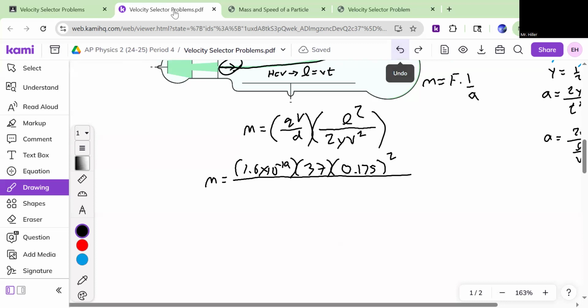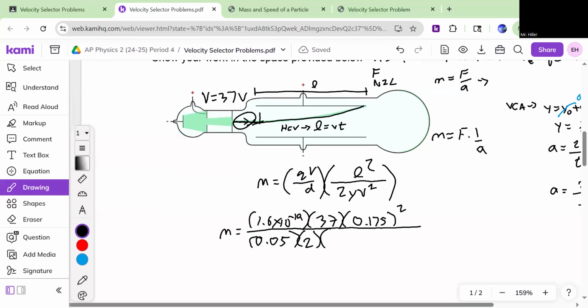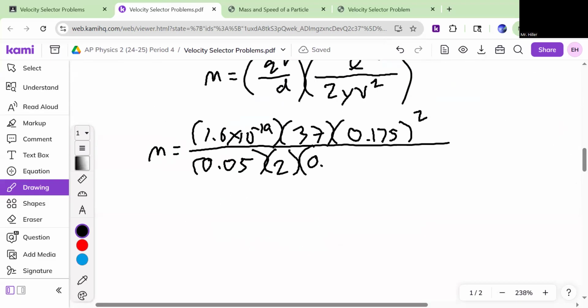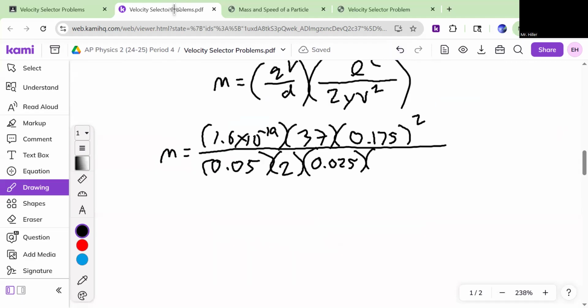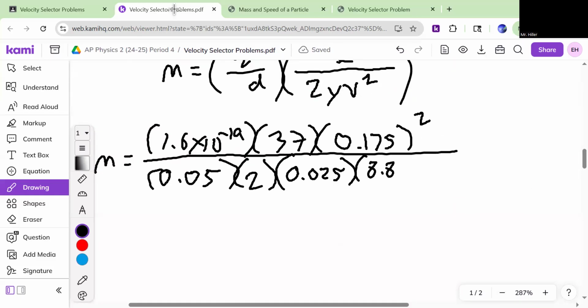Now, the entire distance between the plates, this d is the separation distance, that is 0.05 times 2 times y. Now, y is the distance from where the beam is to the plate. Well, that's half of the separation distance, right? 0.025 times velocity squared. Well, velocity, if you remember, in my case was 8.82 times 10 to the 6. And I have to square that.